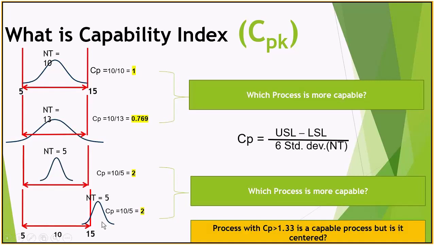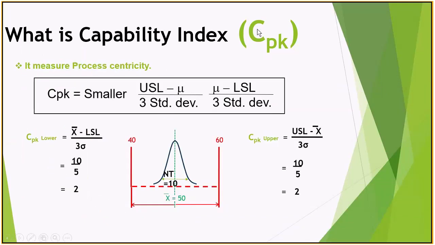Now how can you check whether the process is centered or not? For that we have the CPK value, which is called the process capability index or capability index. If you see this formula, it is nothing but USL minus mu, where mu is your X bar, divided by 3 standard deviation. Please have a look at this formula. This is talking about this area.